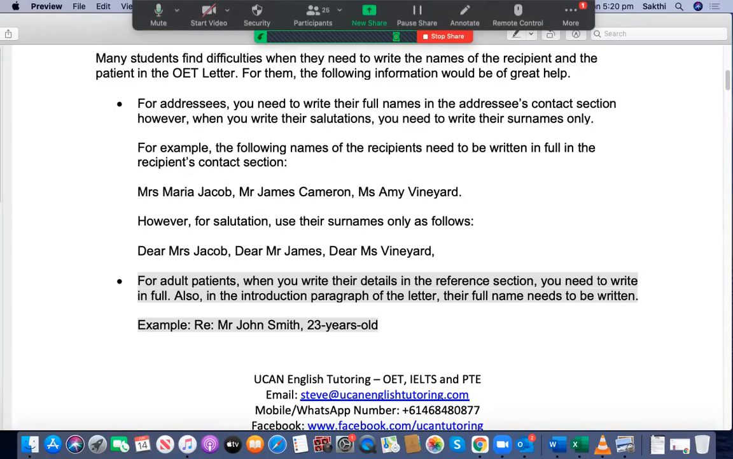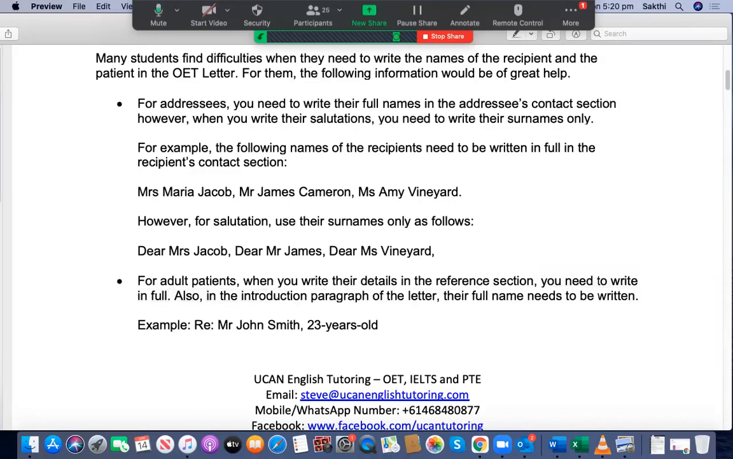So for the adult patient, when you have to write down their name in the reference section, we have got two sections, isn't it? One is the reference section where we have to write down the details of the patient, including their name and then their age or maybe the occupation as well. Some people write down the occupation also. In the reference section, you need to write down their full name only.